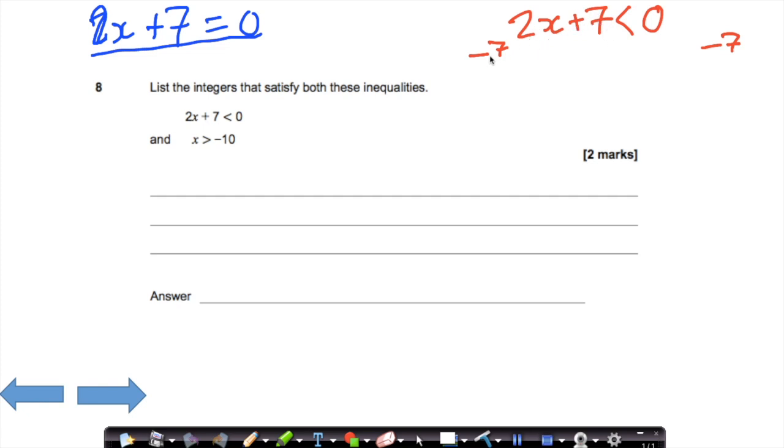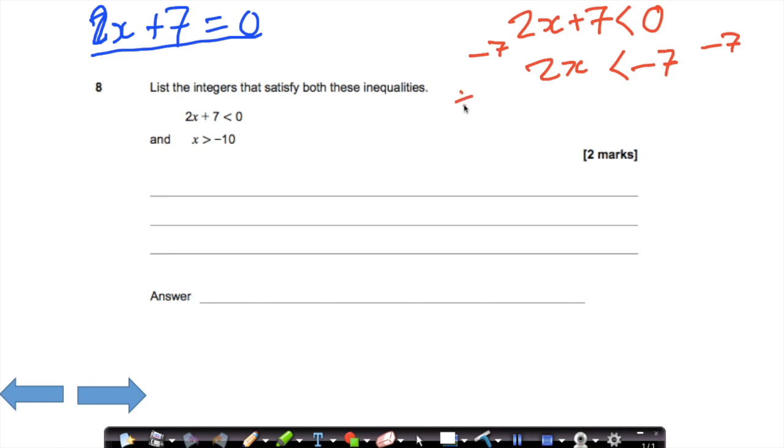So instead of plus 7, we do the opposite, so we want to turn it into 0, so we don't see it anymore, we get rid of it. 2x plus 7 minus 7 will leave you with just 2x. The inequality stays the same, as we haven't multiplied by any negative numbers. So 0 minus 7 will just leave you with minus 7.